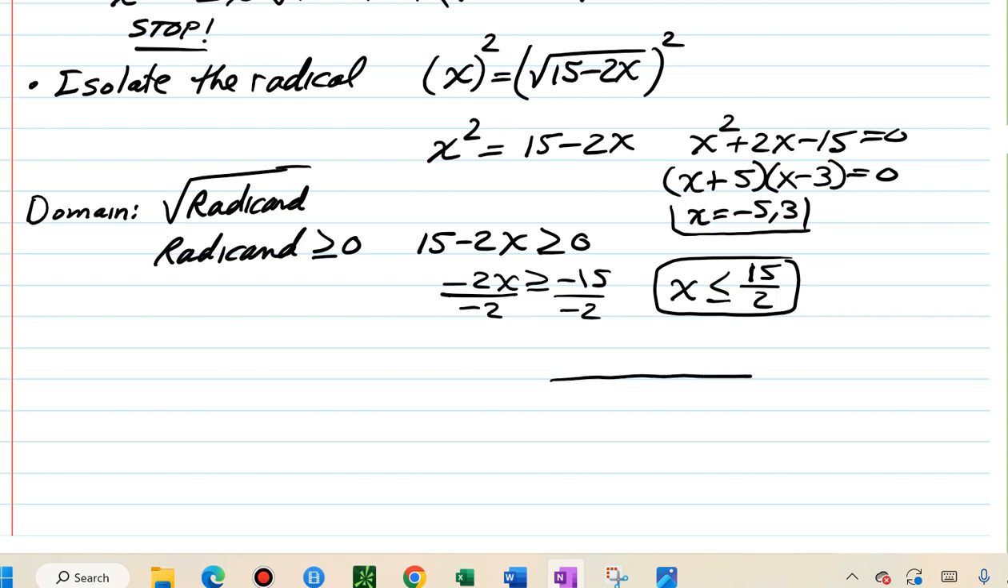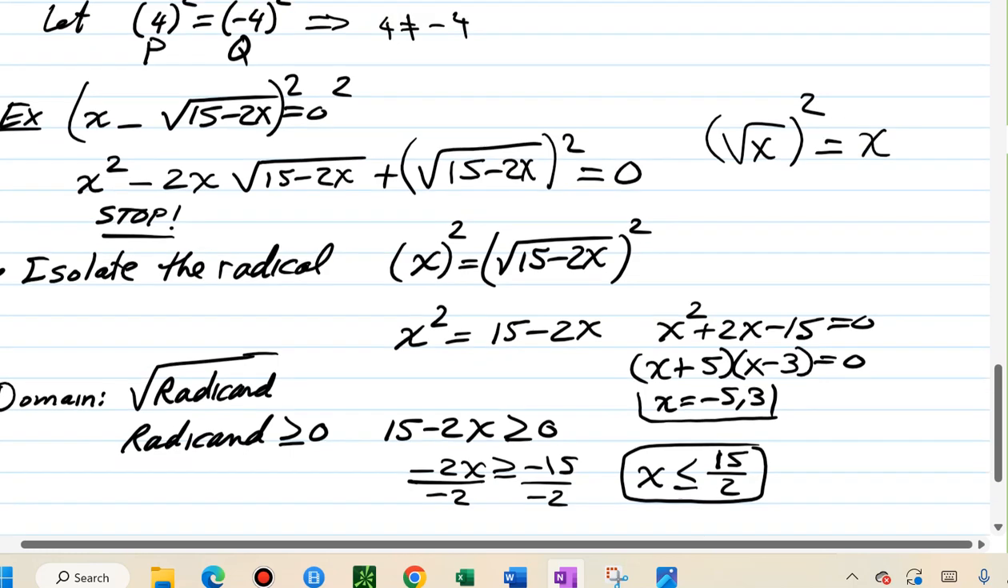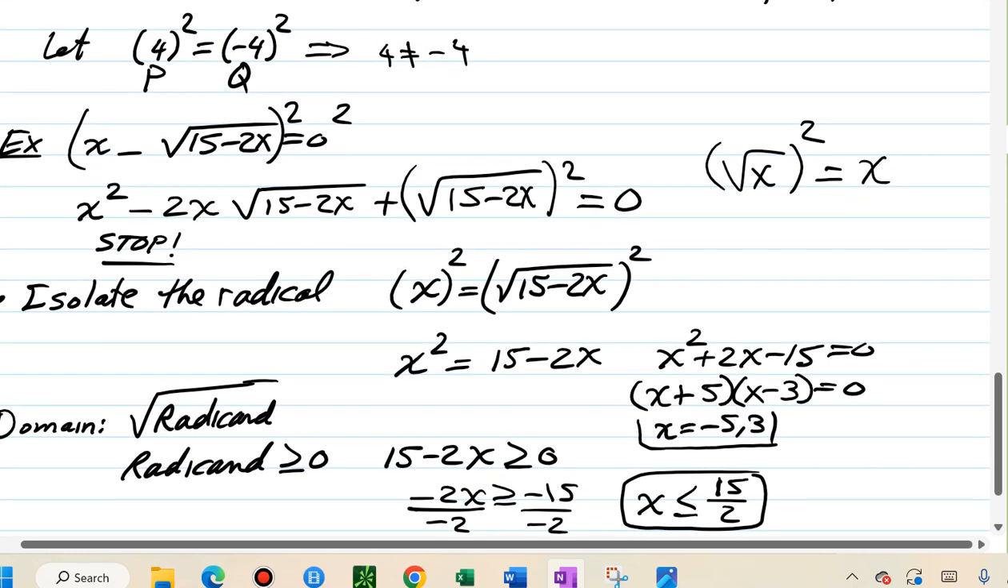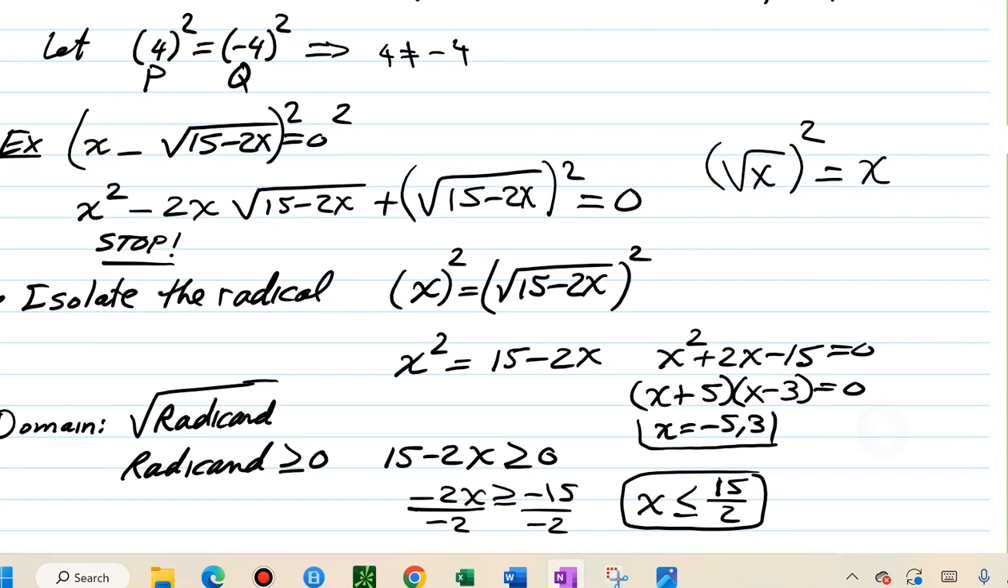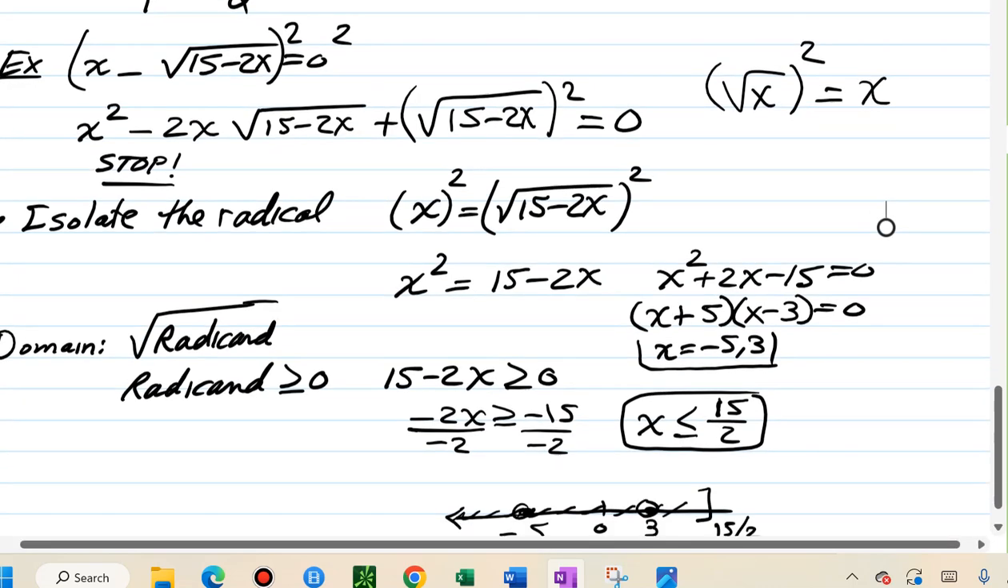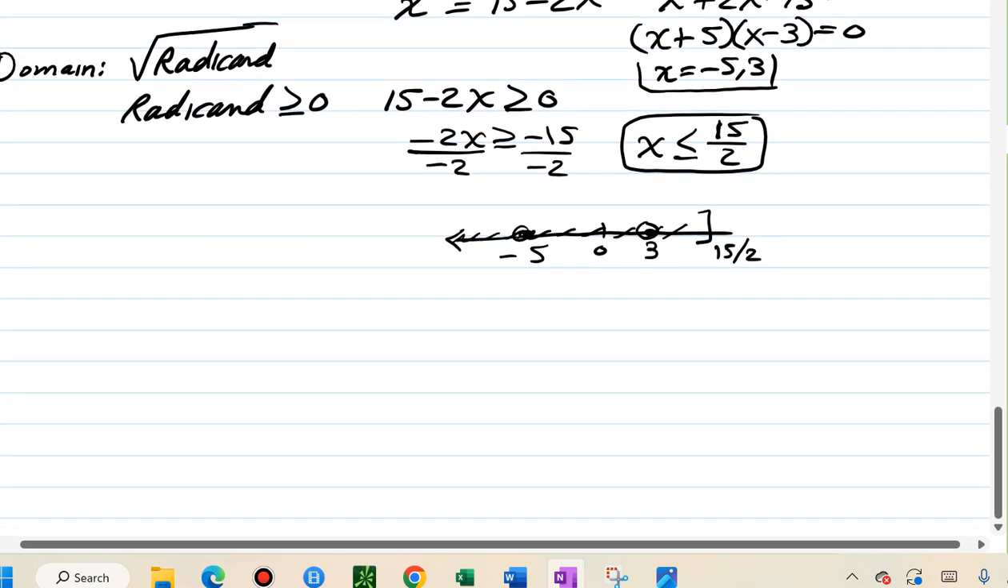Here's my domain. Here's 0. This is 15 halves. See our numbers. One of them was negative 5. The other one was 3. Both of these numbers are in this infinite domain. So we're good with this one. And there we have the solution to the radical equation. Hopefully I did this correctly, and it looks good, so I feel good about it. So there we have the solution.